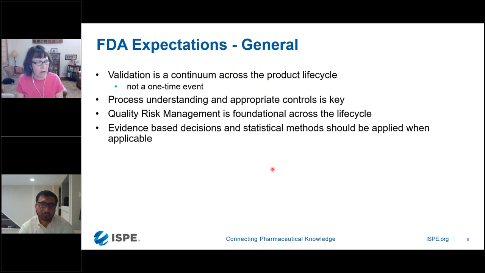A quote from the FDA guidance: quality risk management is foundational across the lifecycle. The decisions that we make in each stage are risk-based decisions, and evidence-based decisions, and statistical methods should be applied when applicable. The expectation for statistical methods is identified multiple times in the FDA guidance document.